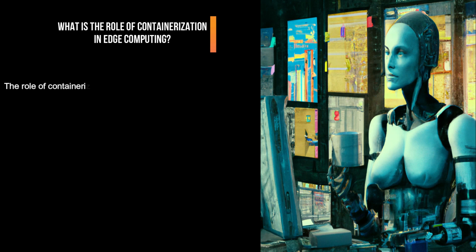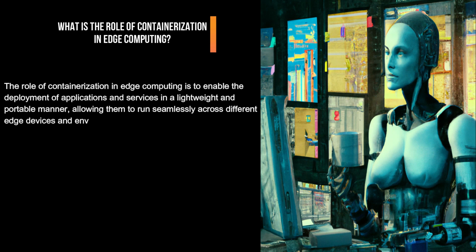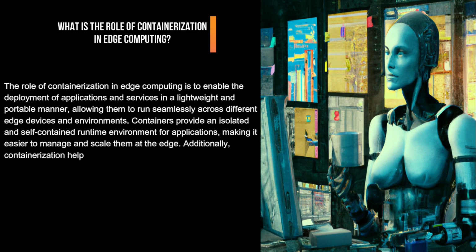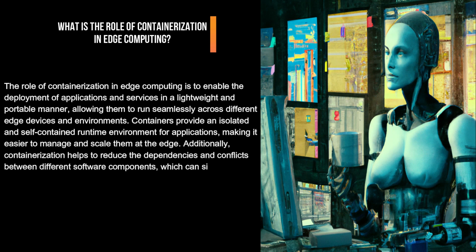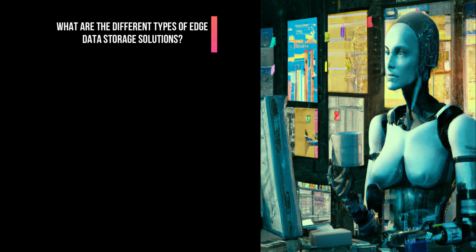What is the role of containerization in edge computing? The role of containerization in edge computing is to enable the deployment of applications and services in a lightweight and portable manner, allowing them to run seamlessly across different edge devices and environments. Containers provide an isolated and self-contained runtime environment for applications, making it easier to manage and scale them at the edge. Additionally, containerization helps to reduce the dependencies and conflicts between different software components, which can simplify the development and deployment of edge applications.